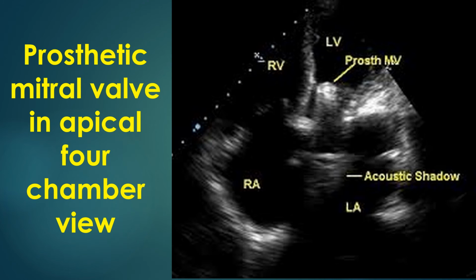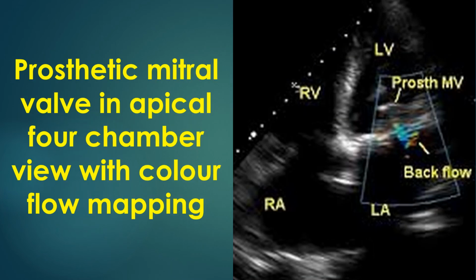Thrombus formation usually presents with acute mitral valve obstruction, while pannus formation presents more insidiously with increasing gradients and effort intolerance. Color Doppler imaging from the apical four-chamber view shows normal antegrade flow and a trivial backflow which is normal during the closing movement of the prosthetic valve.